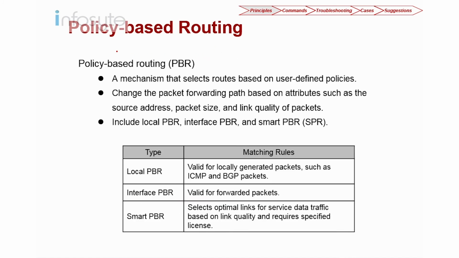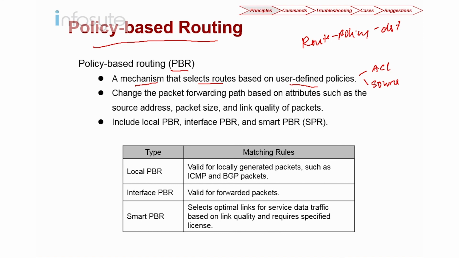Now here we have a policy-based route. Policy-based route is different compared to route policy. So how does PBR work? Let's look into the theory of PBR. PBR is a mechanism that selects routes based on a user-defined policy. The user-defined policy can be based on an ACL. It can be based on the source. This is definitely different compared to the route policy, because route policy is based on destination. So this is destination based, and this is user-defined based.